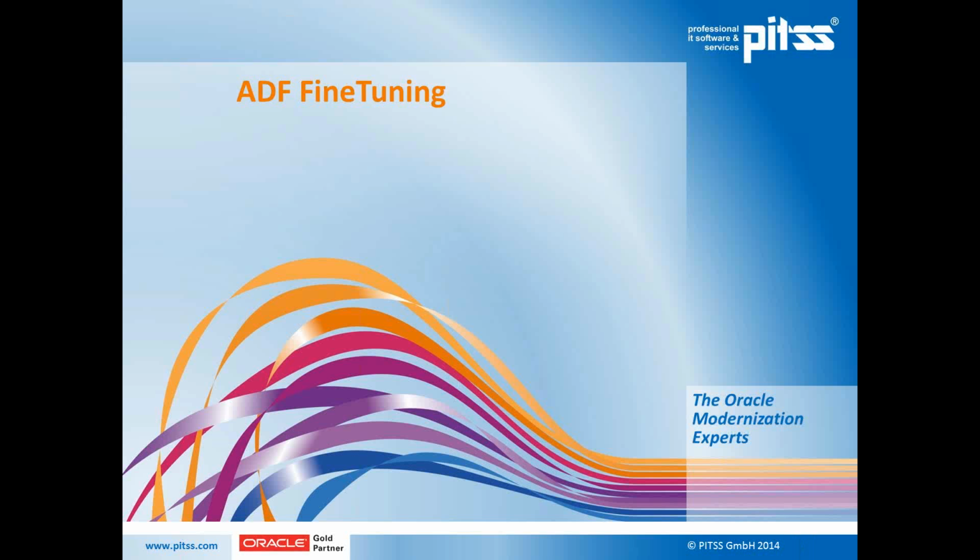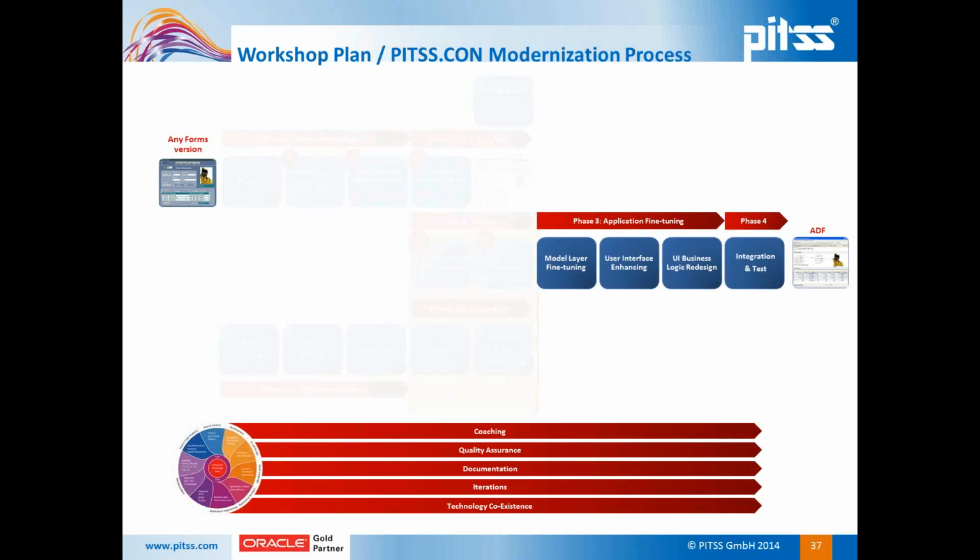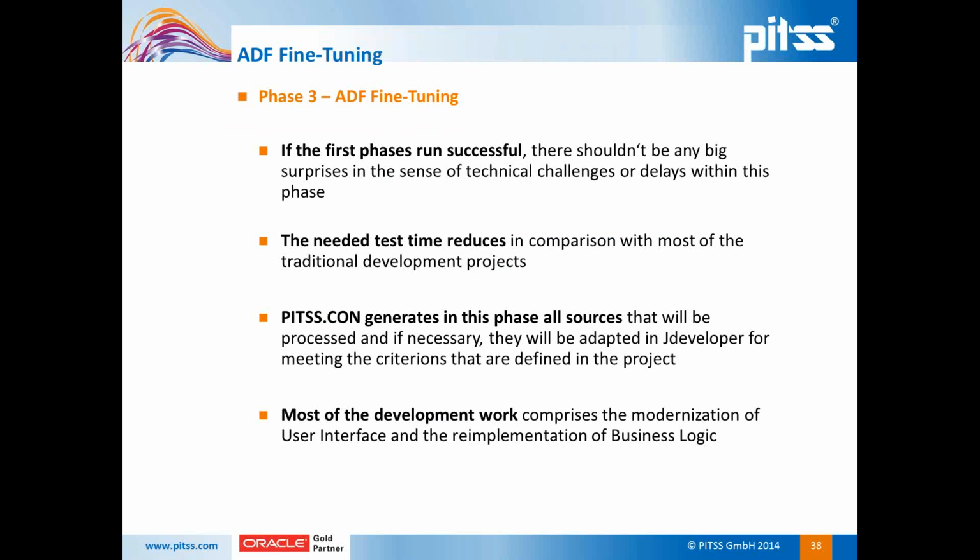Let's come to the last phase. It's the ADF fine-tuning. The fine-tuning phase sounds a little bit funny to most people when they really come to the place where they start the fine-tuning, because it's actually the most work. Because there you need to do the manual work, and a lot of the parts before can be done automated or semi-automated, but the fine-tuning phase is the part where you do the finishing.